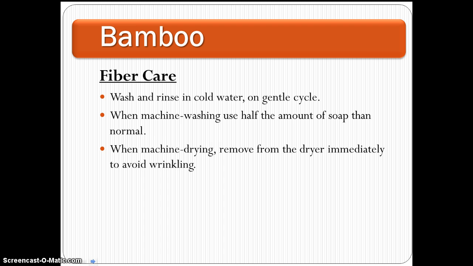With bamboo, you can wash and rinse in cold water on a gentle cycle is recommended. When machine washing, use half the amount of soap than normal. It doesn't really need it. It's antibacterial. And when machine drying, remove from the dryer immediately to avoid any wrinkling. I have a few garments I've made from bamboo, and they are the softest, most comfortable items I have in my closet.